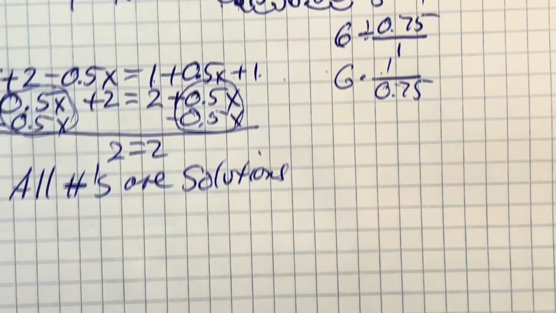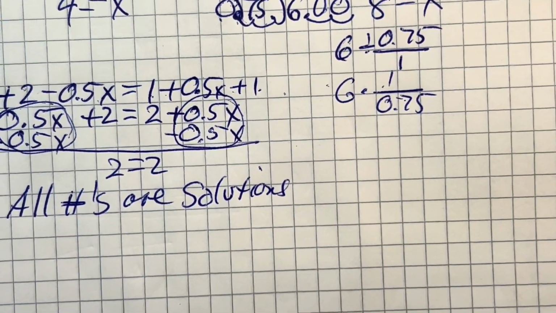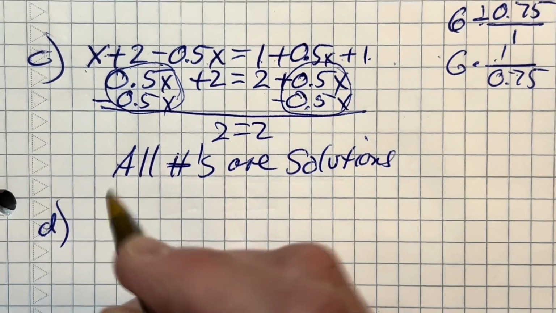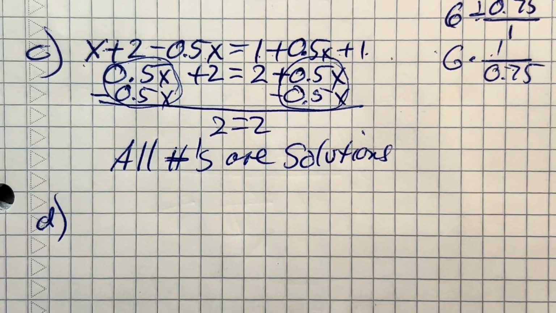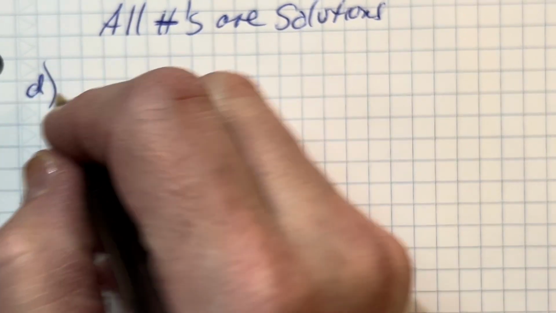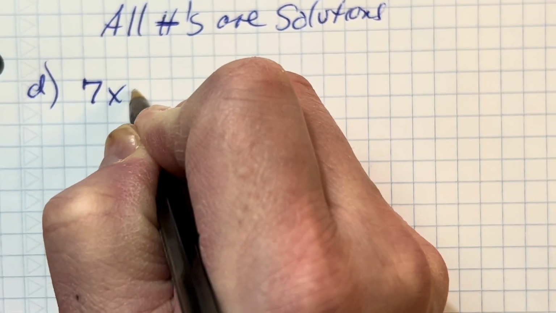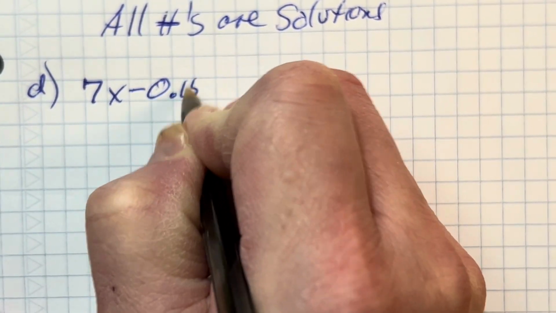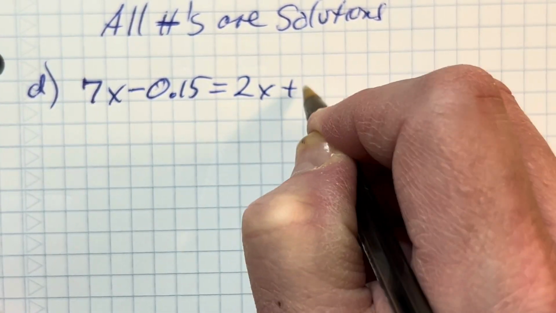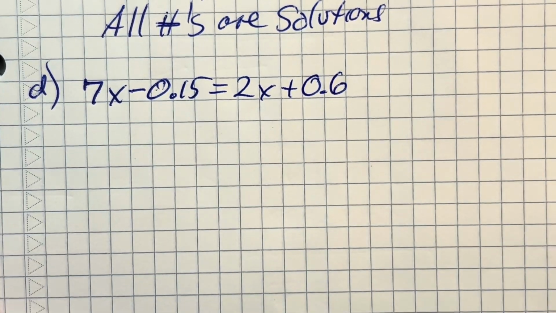I'm going to zoom in just a little bit to help. Maybe we'll see that a little better. Okay. Letter D. Sorry about the bobbing and weaving there. Letter D. We have 7x minus 0.15 equals 2x plus 0.6.